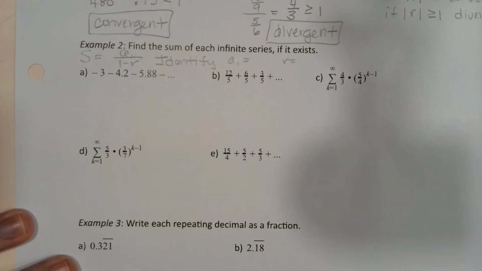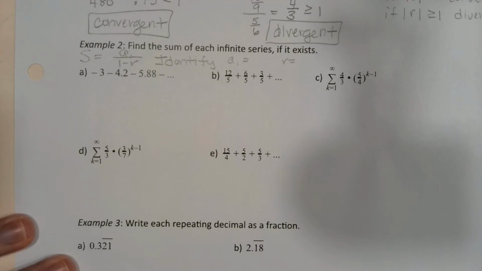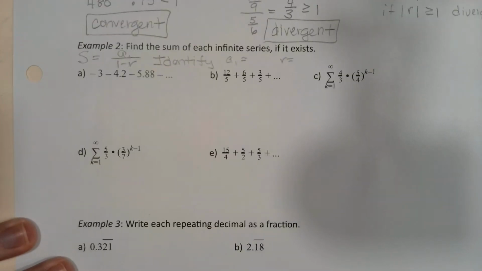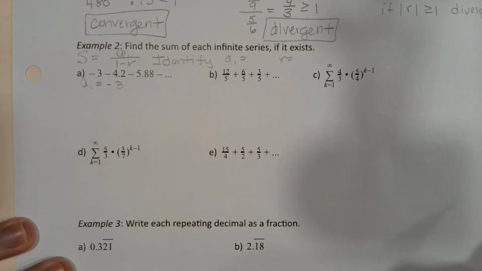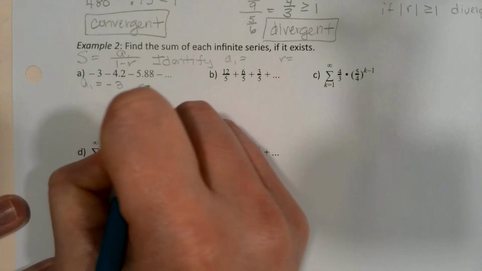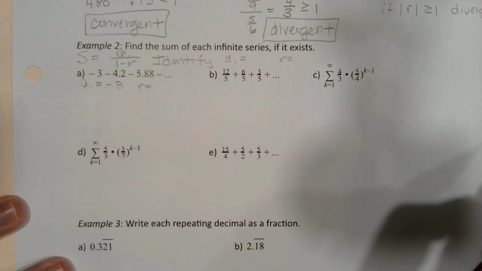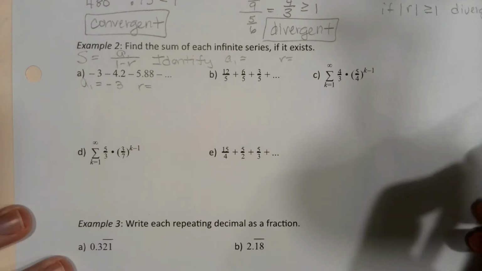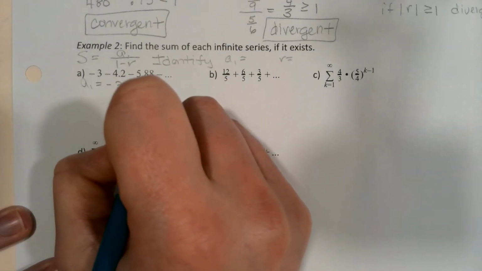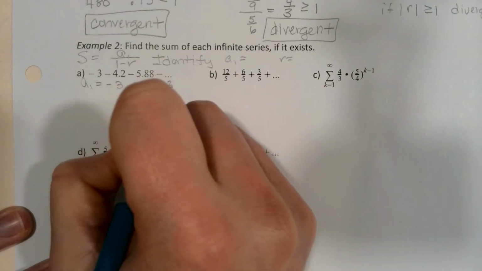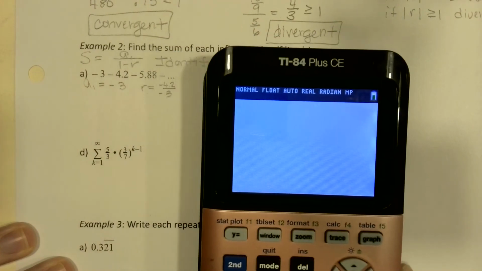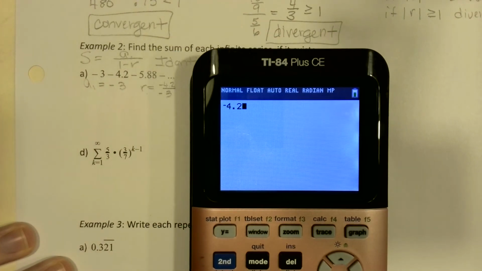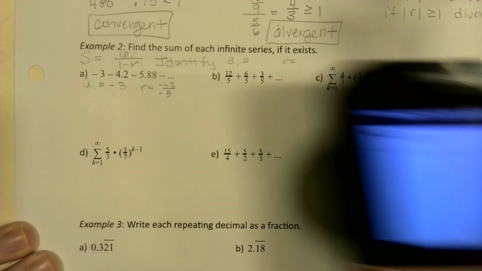Okay, so find the sum of the infinite series. Identify A sub 1, identify R. So this one's nice and easy. They're giving us the sequence. So A sub 1 is going to be -3. We know that it is a sequence, and we can assume in this section that they're going to give us geometric sequences. So the ratio here would be -4.2 over -3. Okay, so let's put that in our calculator. -4.2 over -3 is 1.4.